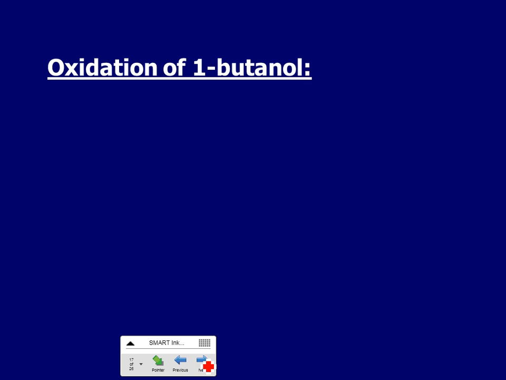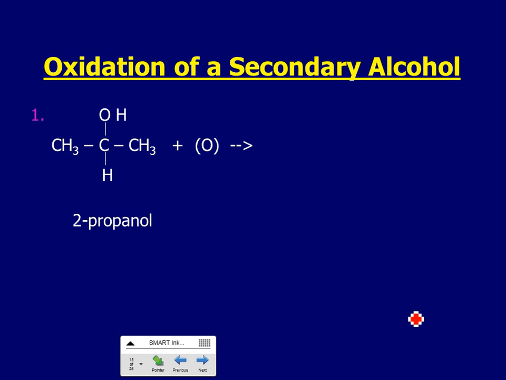Let's take a look at the 1-butanol. I'm not even going to worry about it. I'm doing it as a demonstration, but I do want to keep going. Let's look at it for a secondary. I also have a secondary alcohol here in our demonstration. It's 2-butanol, all right? It's the secondary version of the butanol.